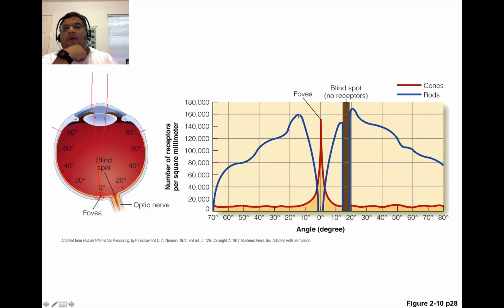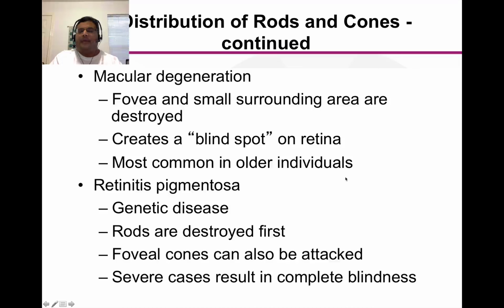And then notice this big block here, roughly 15 to 20 degrees away, I guess about 17 degrees off the angle of the fovea. We have the blind spot. There are no receptors there, and there are no receptors there because that's the point where the axons exit the brain.